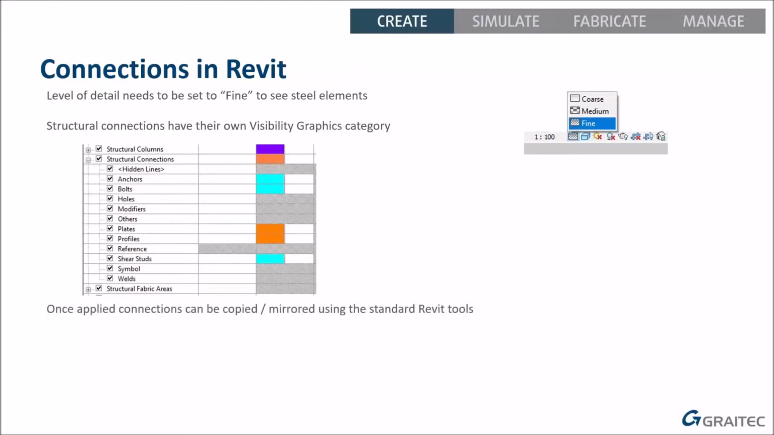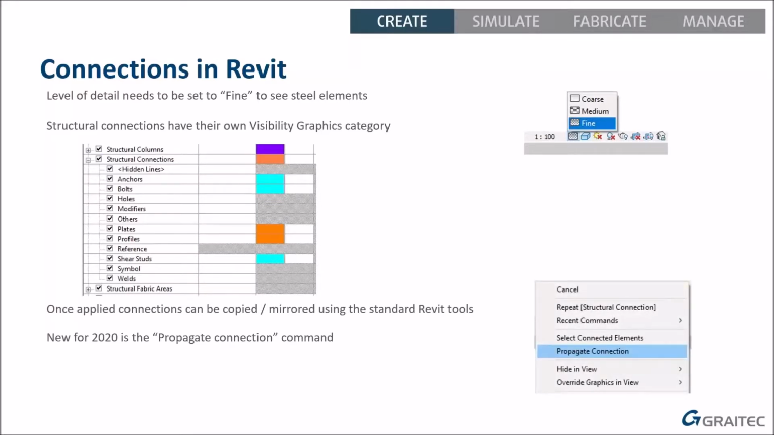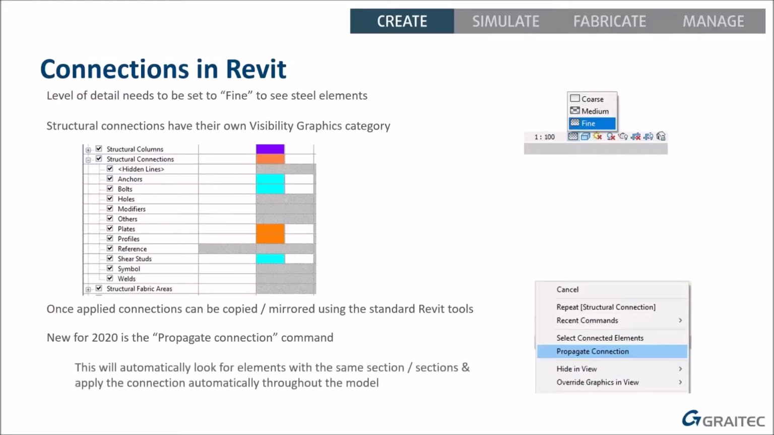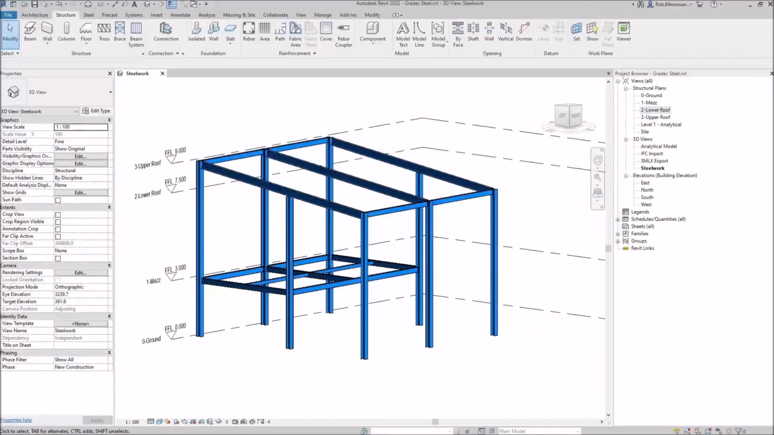Once you've applied a connection, you can copy or mirror the connections as you would anything else in Revit. For Revit 2020, there is a new command called propagate connection. You choose the connection and then you choose propagate. What that will do is look for the elements with the same section and section sizes, and then apply that connection automatically throughout the model for you. If you don't want something to get a connection, you just isolate it and then the system won't propagate it for you.